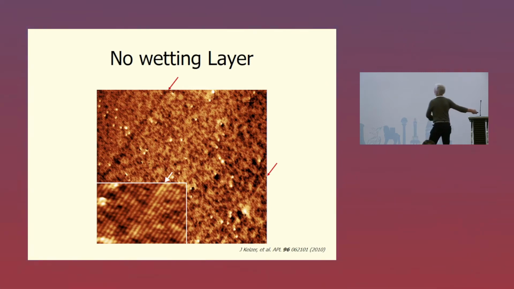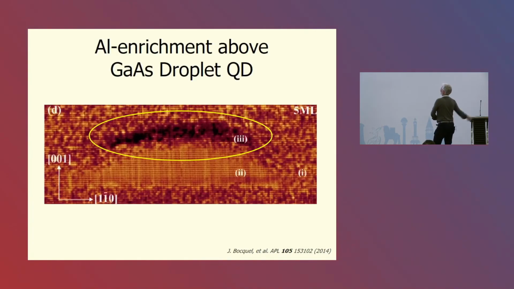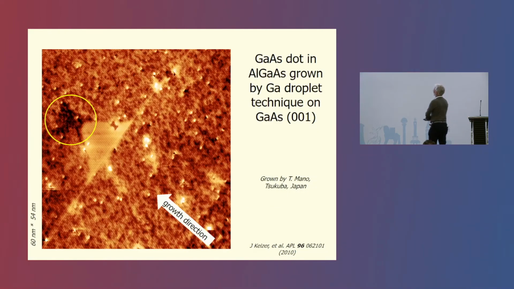This is a bit annoying now. It's too slow, I think. What we also noticed is that there is an area above the dot that seemed to be very aluminium rich. You can see it's very dark, and dark means that there is more aluminium in that area.